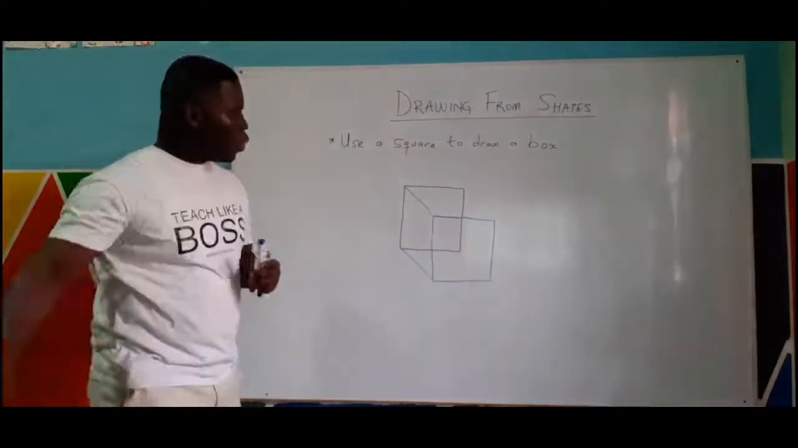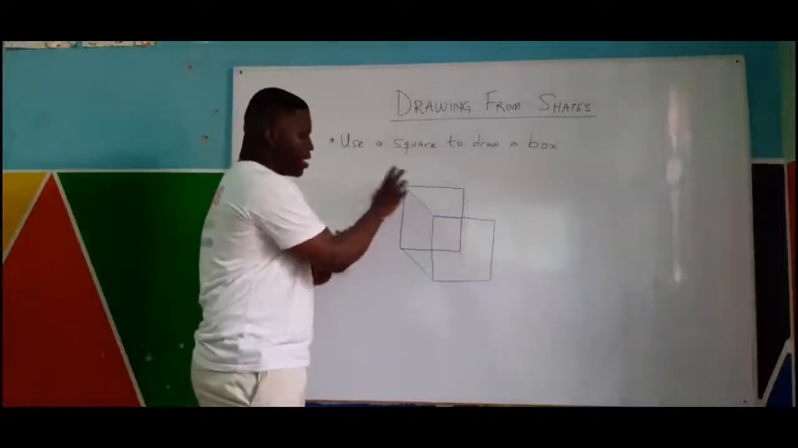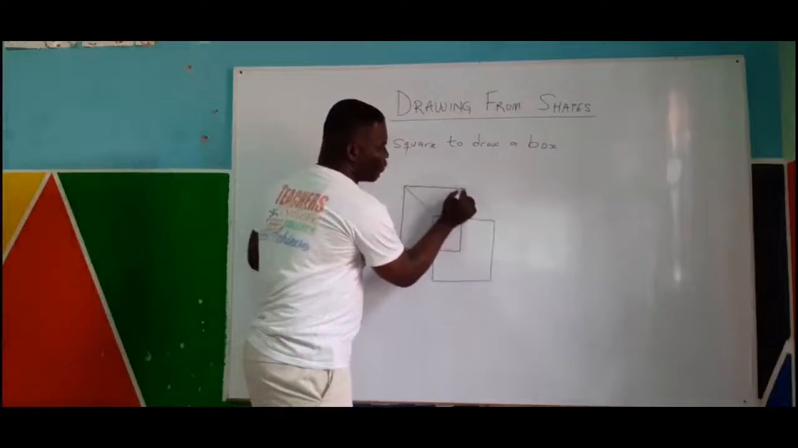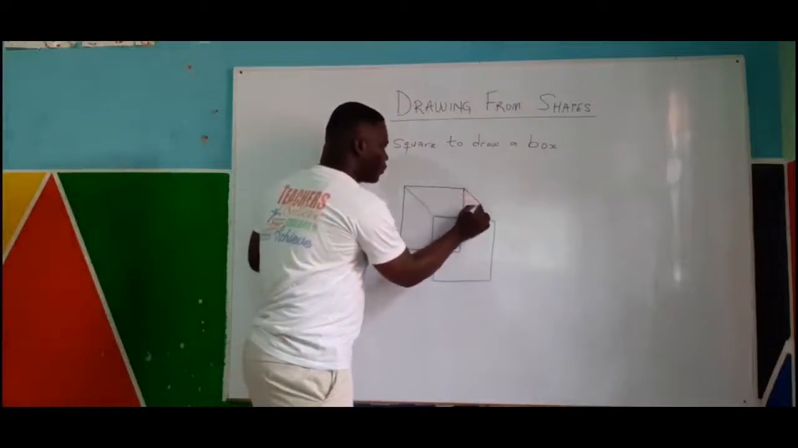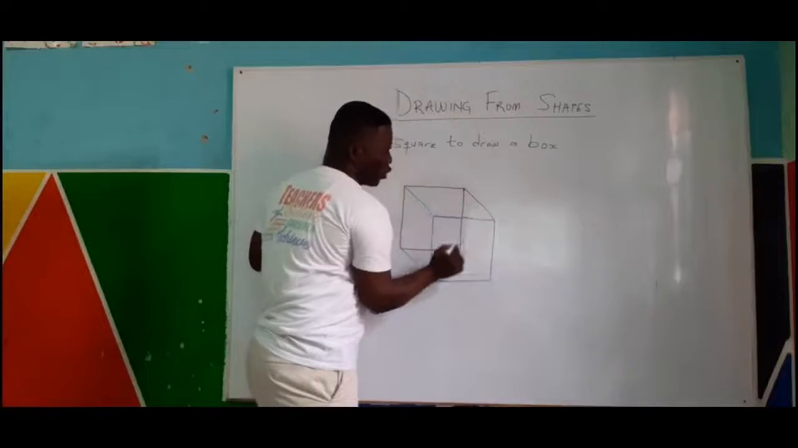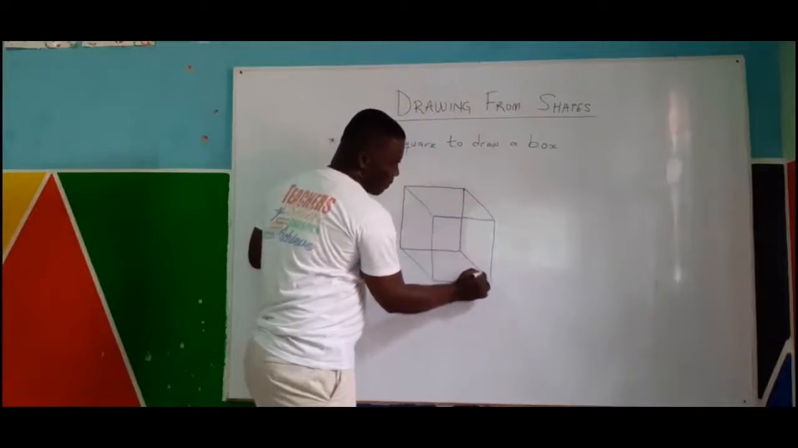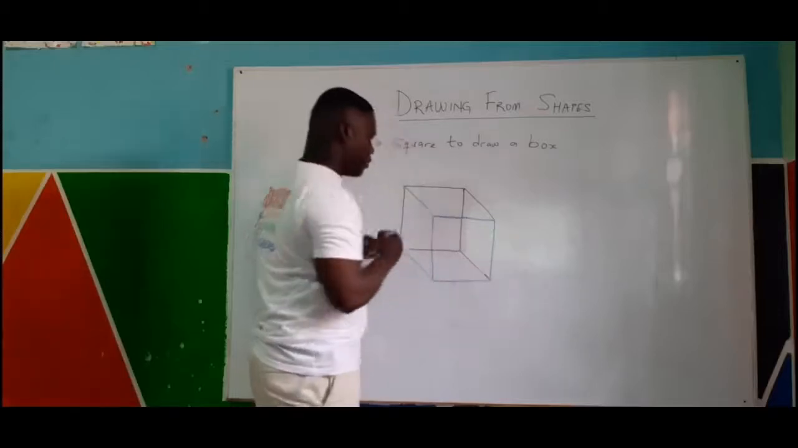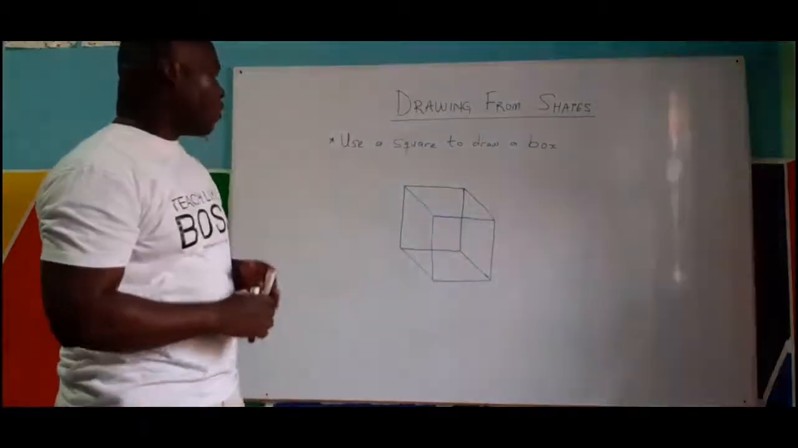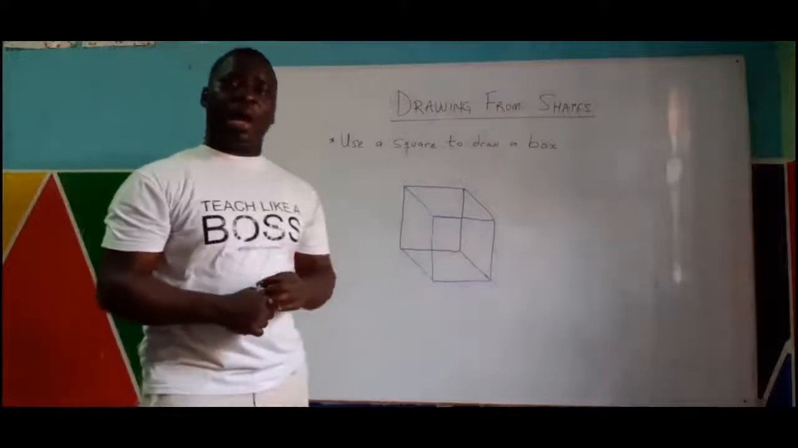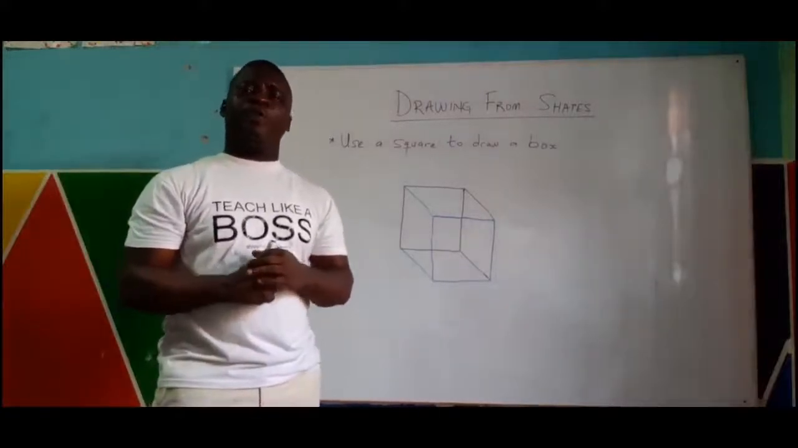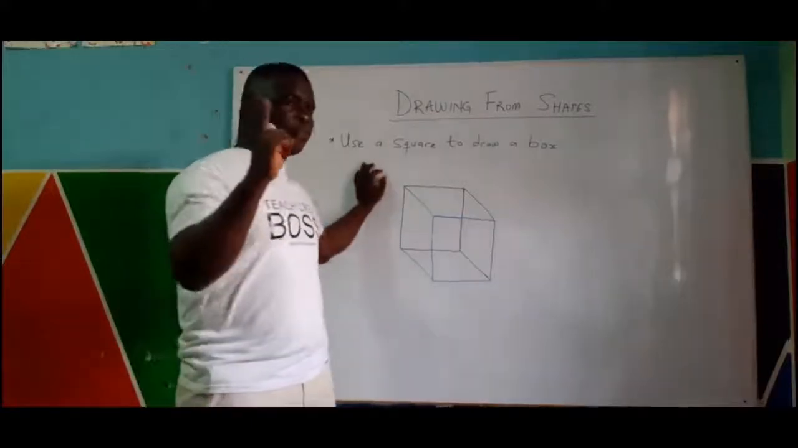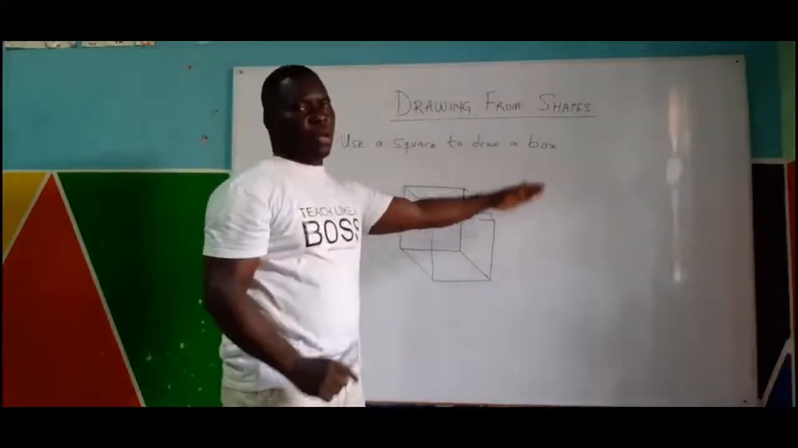So what do we get? We get another square here. Now, we will also join this side, that is from our first square to the second square, and do the same here. And what do we have? Voila! We have our box. So we have used the shape square to draw a box.